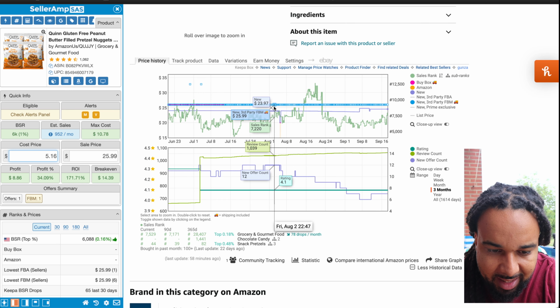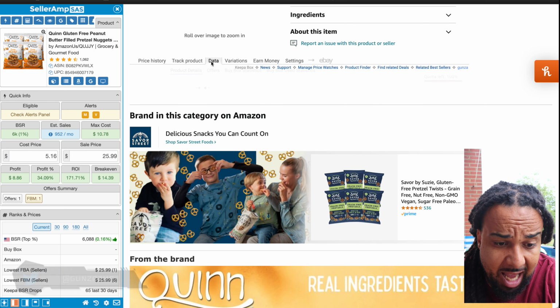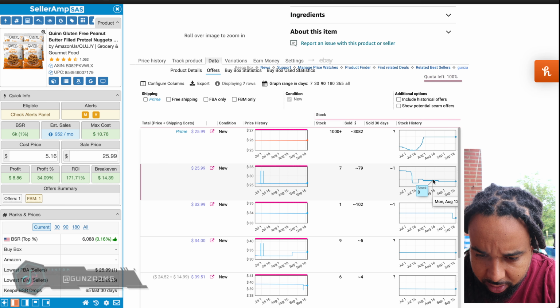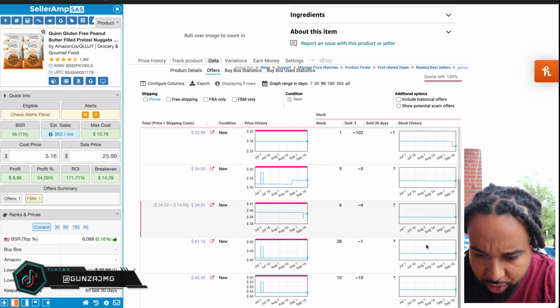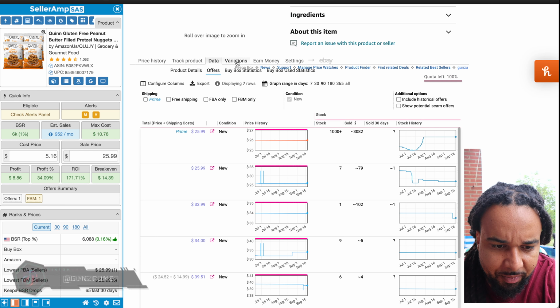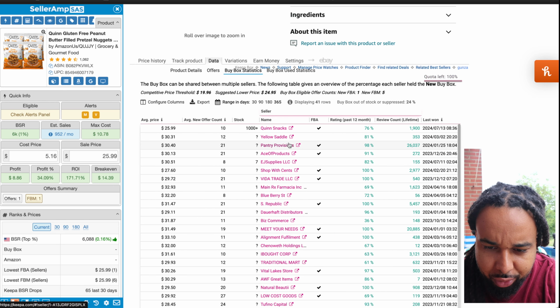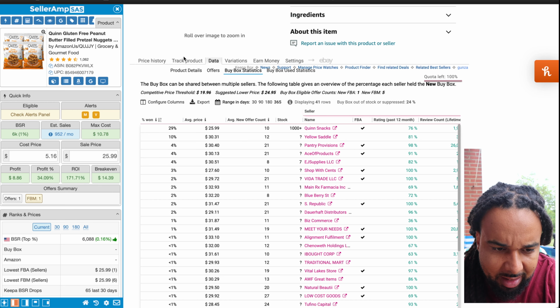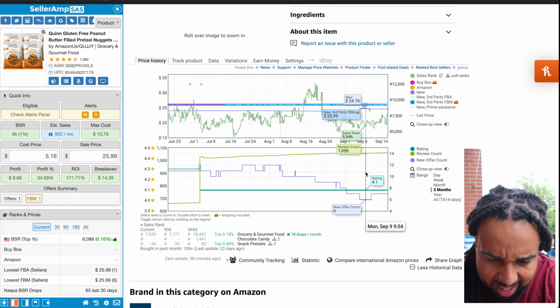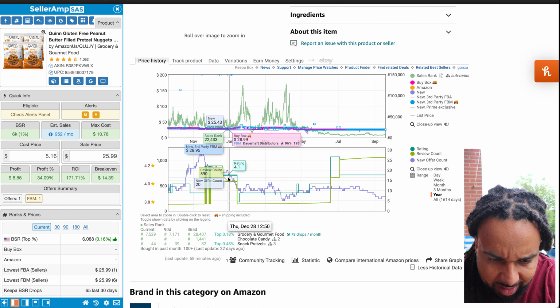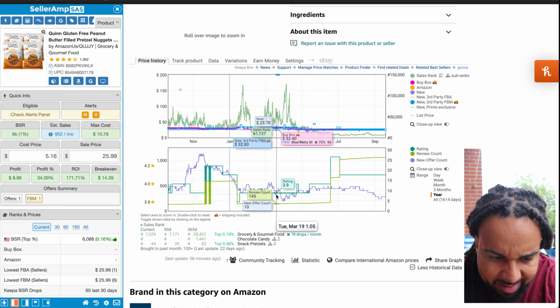Looks like it's actually selling kind of fast. Is it actually selling? Let's look at the offers. It is selling, maybe not super fast, but it is definitely selling. Let's look at the buy box statistics. Okay, so the brand is there, but does it really look like an IP? It does not really look like an IP. But it is selling.